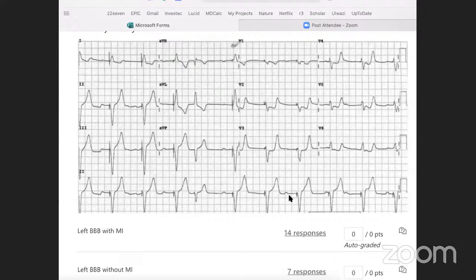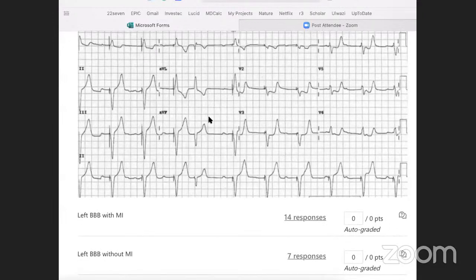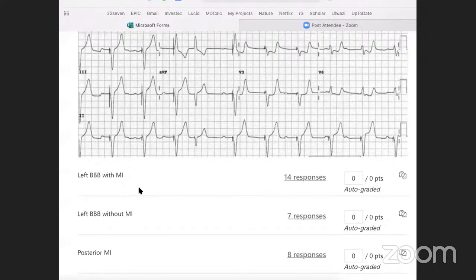We see that there's AV dissociation. So it's not an atrial and ventricular pacemaker, but it just has the ventricular pacemaker firing with its capture. And we know that pacemakers would classically produce a left bundle branch picture. And so we can appreciate that. So the correct answer is that this is a left bundle branch pattern, although it's due to a pacemaker. And then the key was whether it was with a myocardial infarction or without a myocardial infarction.